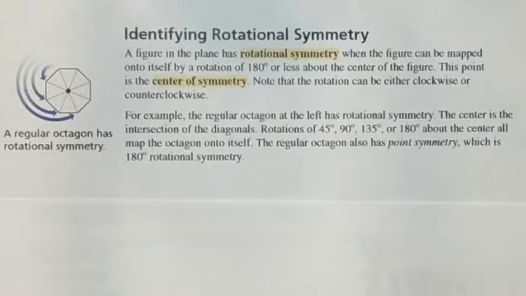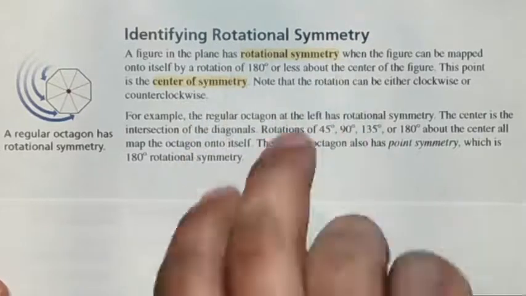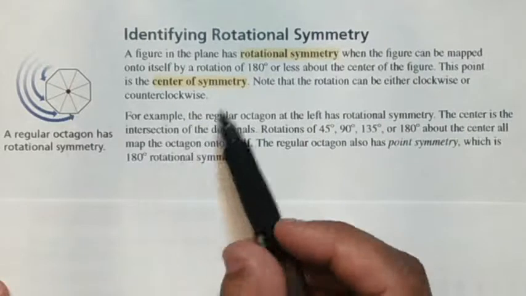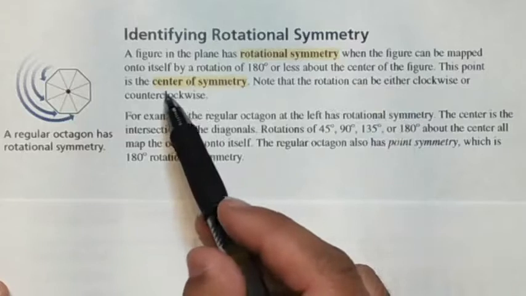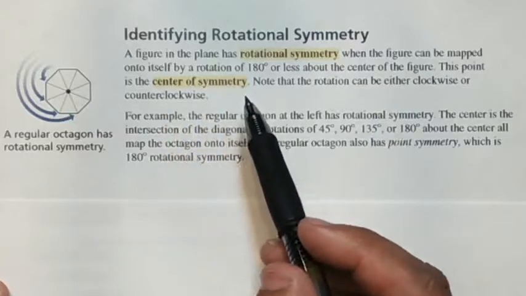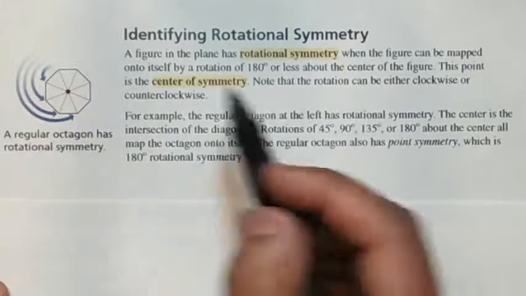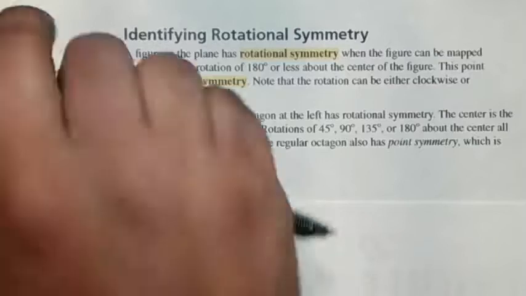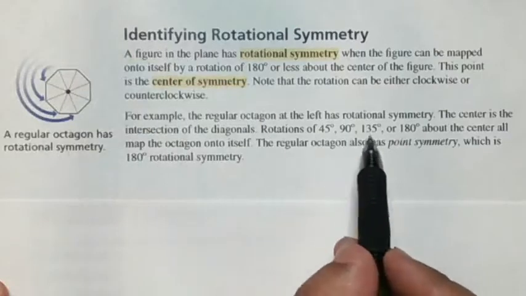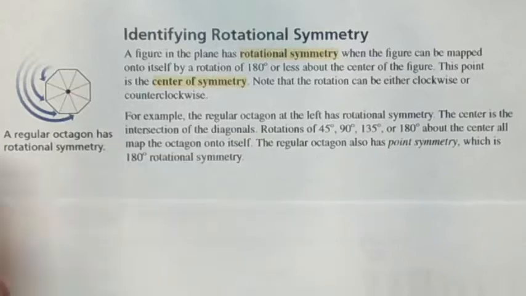Now we got some rotational symmetry. It's just looking at when the figure can be mapped onto itself by a rotation of 180 degrees or less about the center of the figure. This point is the center of symmetry. And we can look at it clockwise, counterclockwise, it doesn't really matter. In this case, I can take this octagon here and I can rotate it 45, 90, 135, 180 degrees, and it's always going to map onto itself.